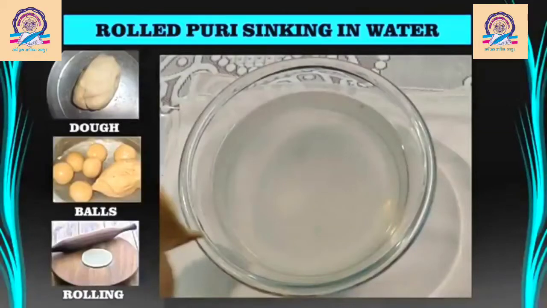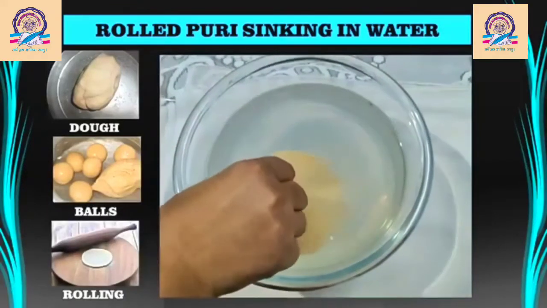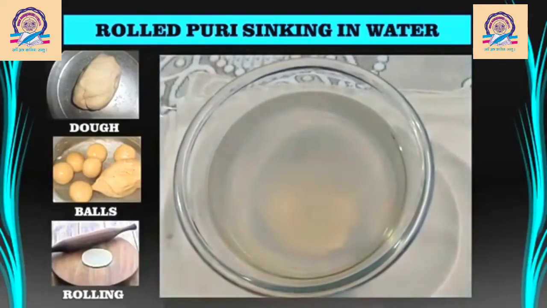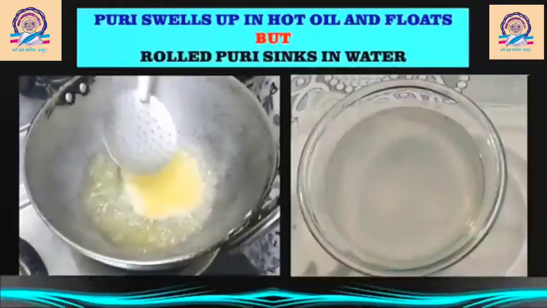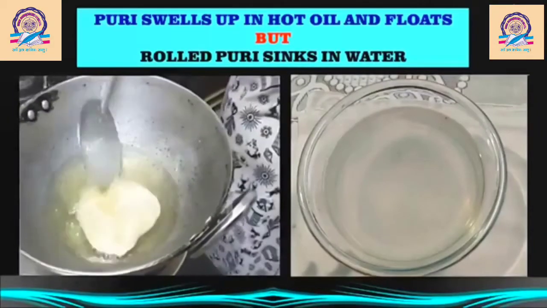On seeing this, Aisha took some dough and rolled it into a ball. She flattened it and put it in a bowl of water. Alas! It sank to the bottom and stayed there. Now the question is, why do puris float on oil while frying?